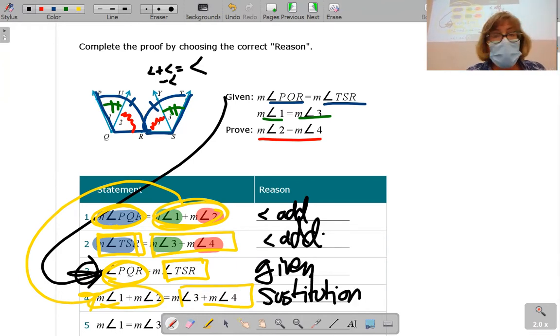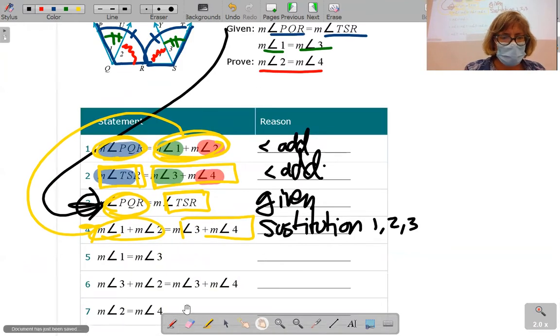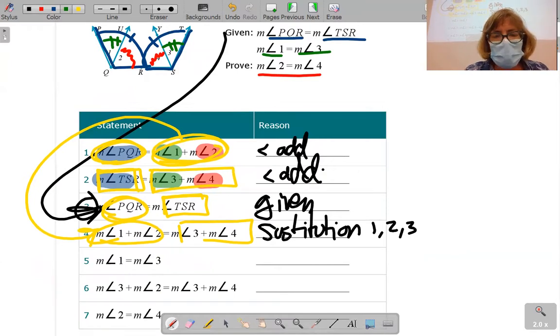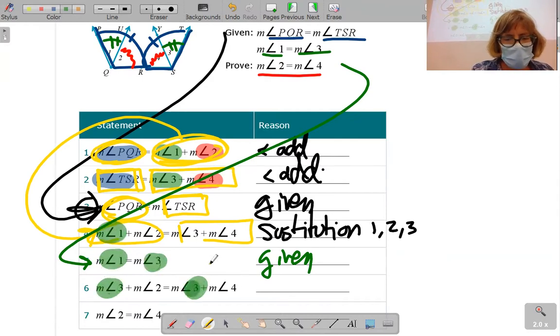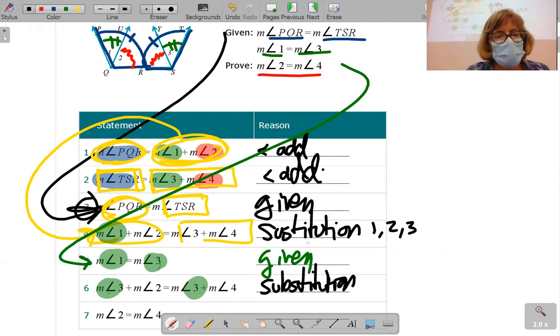I don't remember if ALEKS is requiring lines right now, but if it does, it used to, it would be lines 1, 2, and 3, of course. One is congruent to 3, that was given. You look at the only difference here, and we're going to swap out the 1 and put in the 3, and now you have a 3 on both sides. So this again was substitution. And that was lines 4 and 5.